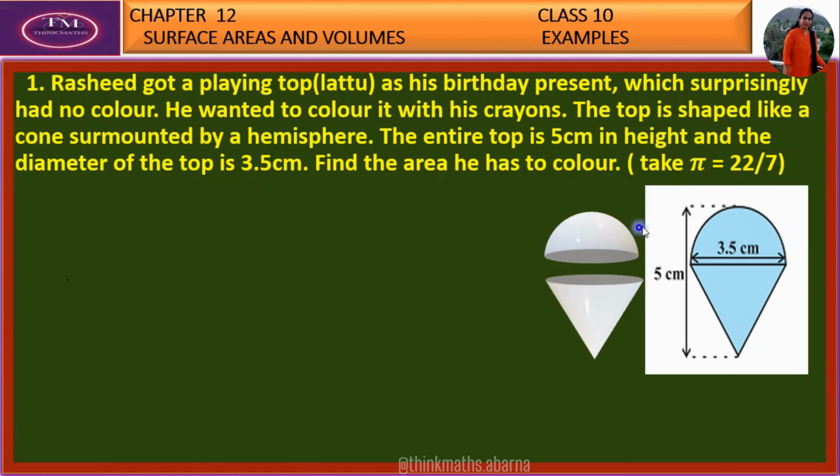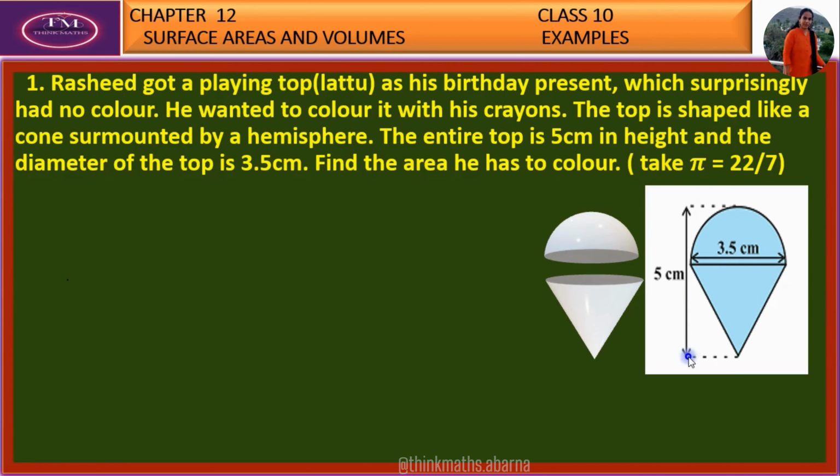Now we found out that it is the curved surface area of the hemisphere and the curved surface area of the cone, as the base area of the hemisphere and the base area of the cone get hidden when we join them together to form the toy top. Okay. Now what is given here?